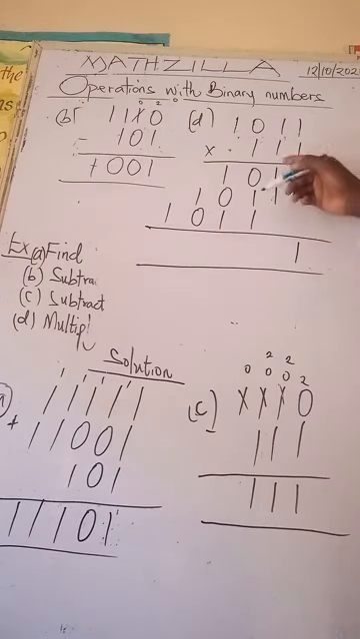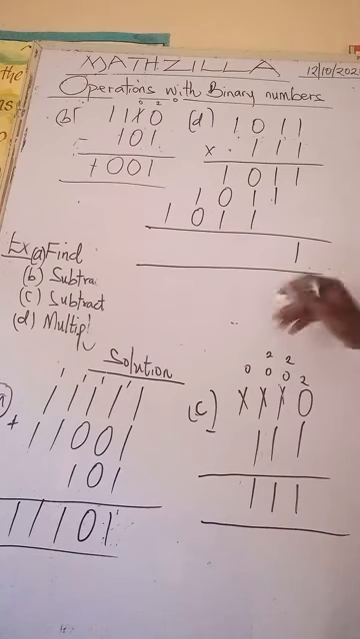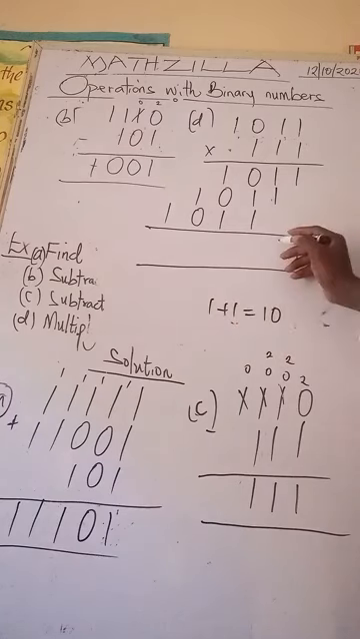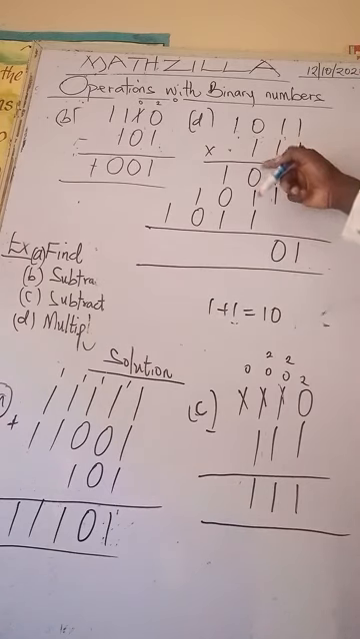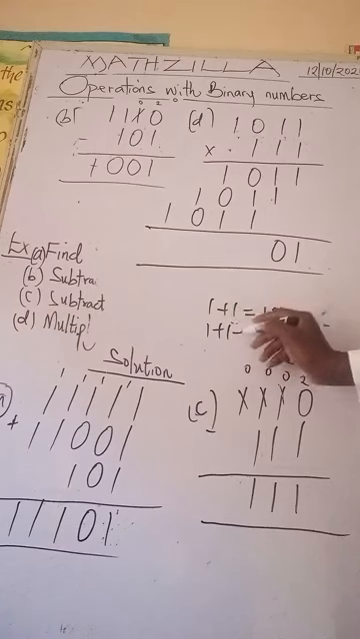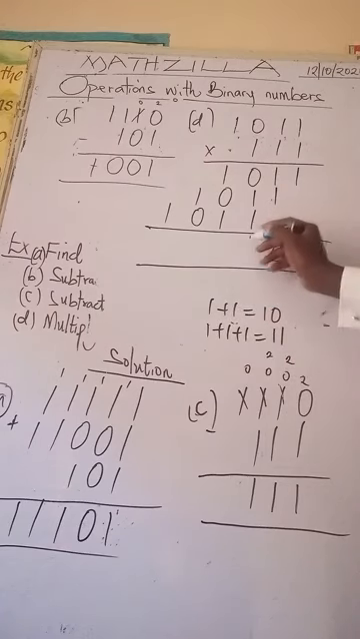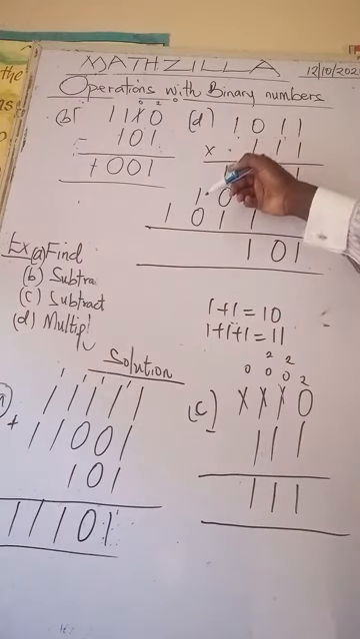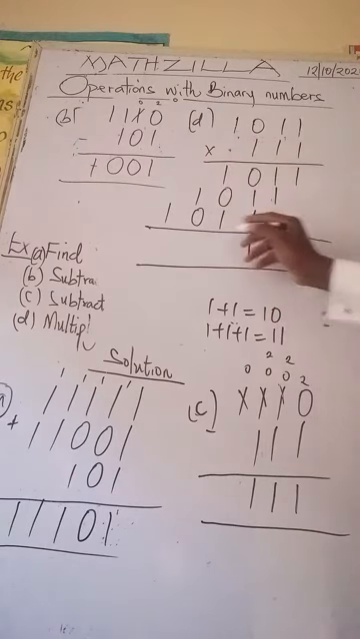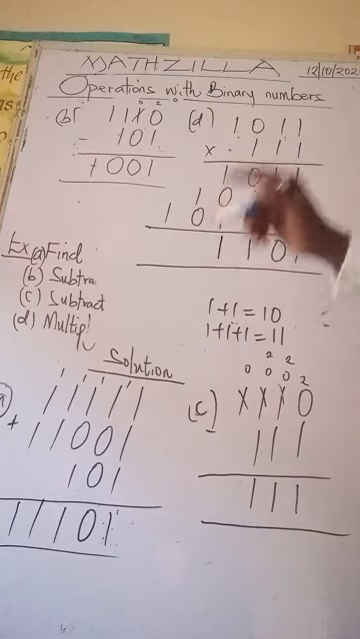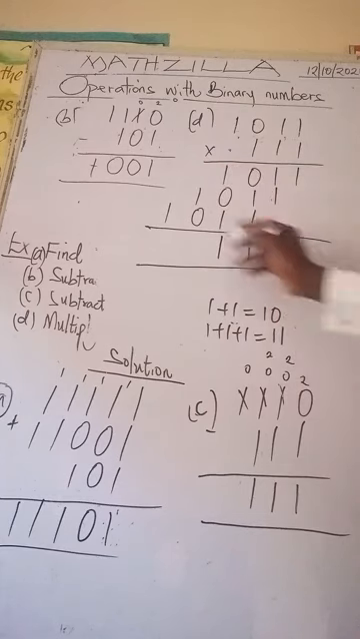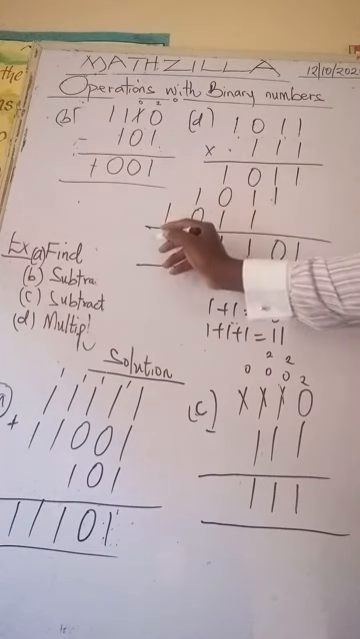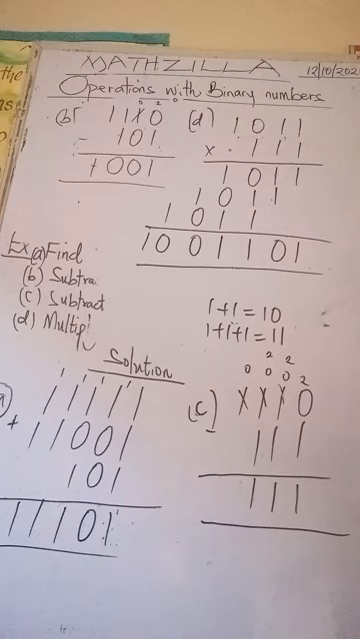You bring down 1. 1 plus 1. Remember, what is 1 plus 1? I hope we have not forgotten. 1 plus 1 is 1, 0. So write down 0, then carry 1 here. Then 1 plus this 1 plus this 1. 1 plus 1 plus 1 gives us 1, 1. You write down 1, carry 1 again. That 1 plus this 1 plus this 1 gives us 1, 1. You write down 1, carry 1 again. 1 plus 1 is 1, 0. You write down 0, carry 1. 1 plus 1 gives us 1, 0. So this is how we go about it.